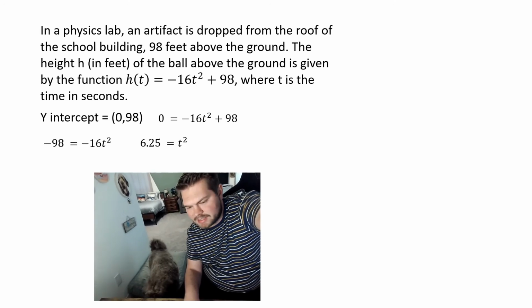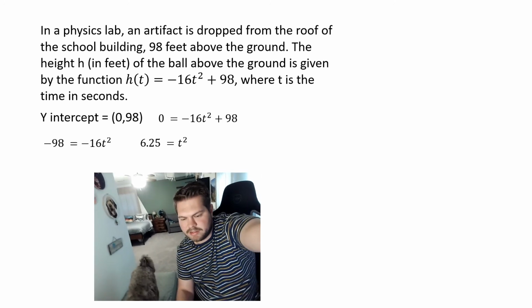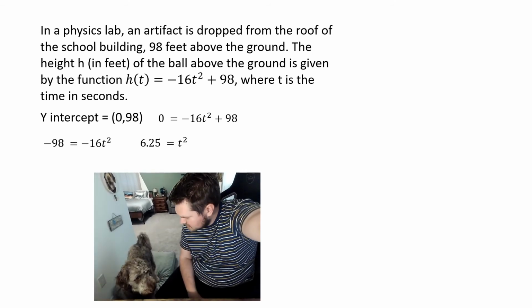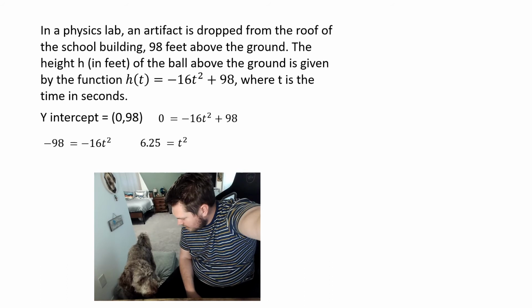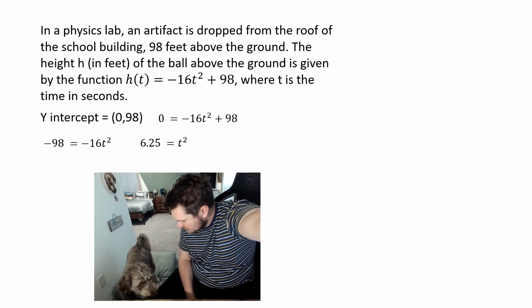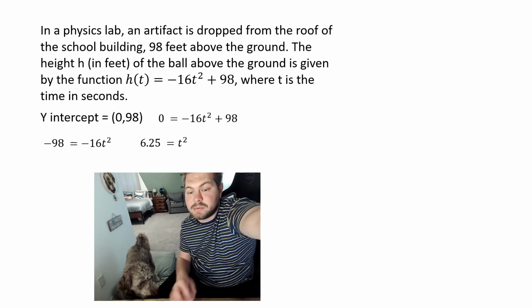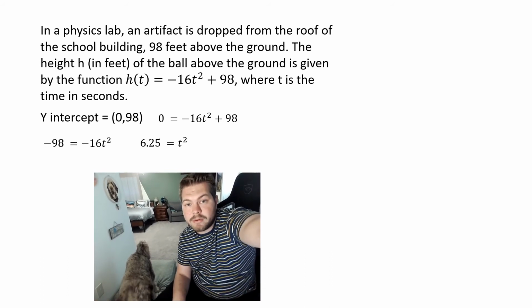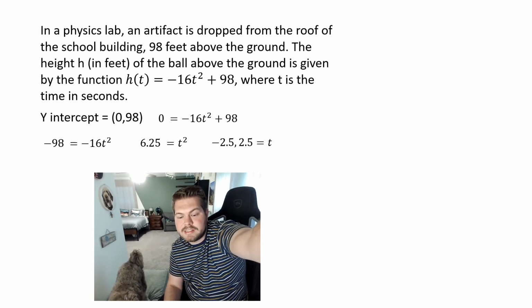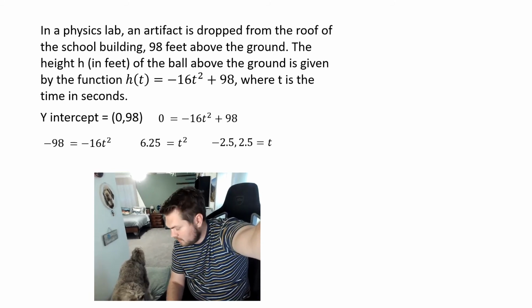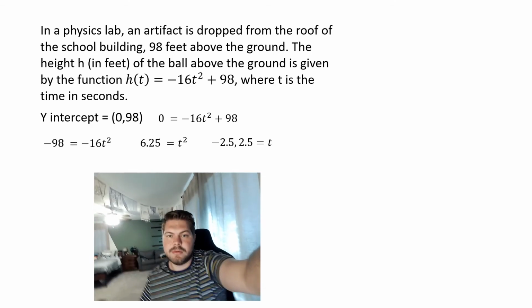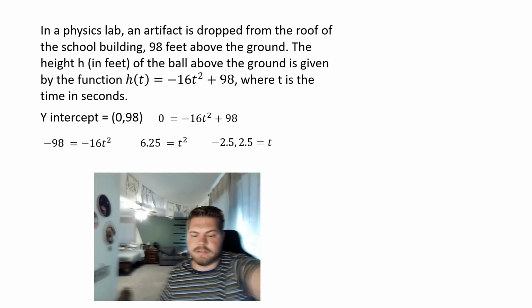I know, it's sad that it's not a perfect number. So what are we going to do? t squared equals 6.25. So how do we get just t? What does just t equal? That's right, we're going to take the square root. So the square root of 6.25, we get it's either going to be positive 2.5 or negative 2.5.